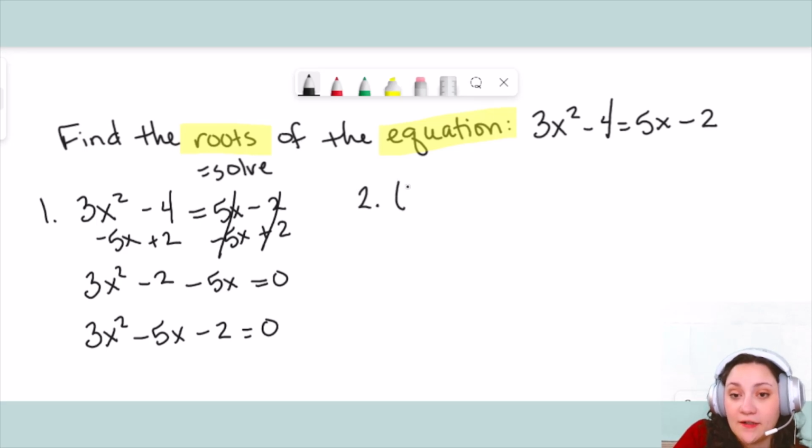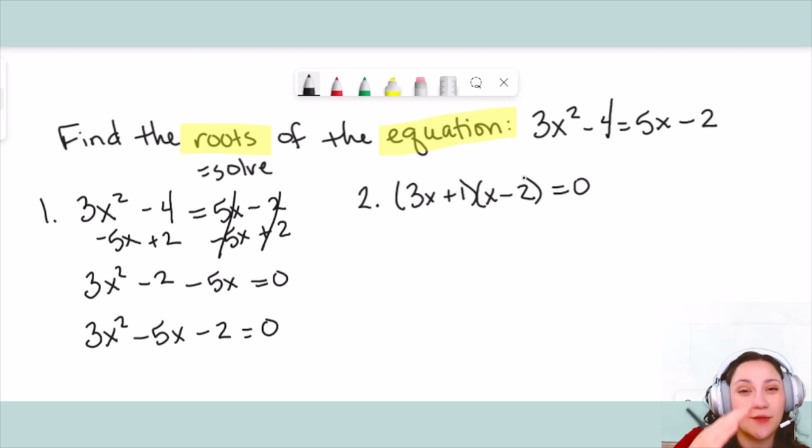And so this factors as (3x + 1)(x - 2) = 0. And again, I'm sort of skipping the work for that factoring step. But when you're doing your homework, you will take the time to do that factoring work. We're just focusing on the solving part for this lesson since I know that you know how to factor. And if you get stuck on the factoring, just ask me.